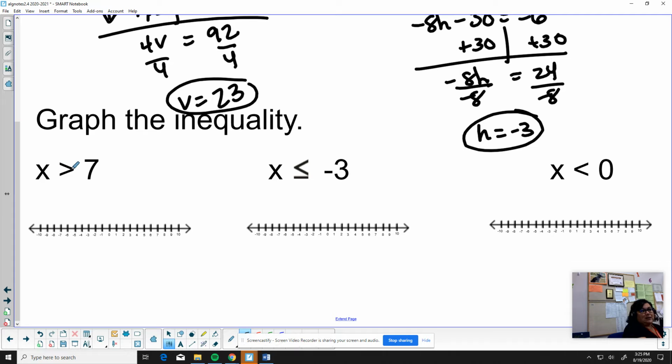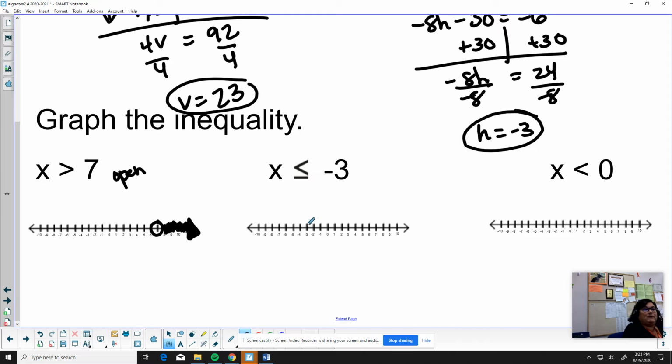Since this is a greater than symbol, it's an open circle on 7. So I'm going to put an open circle there, and I'm going to shade to the right where the numbers are bigger than 7, coloring in the arrow showing that it goes on to positive infinity. So this was an open circle, open being not colored in. Okay, you press pause and try these two, please.